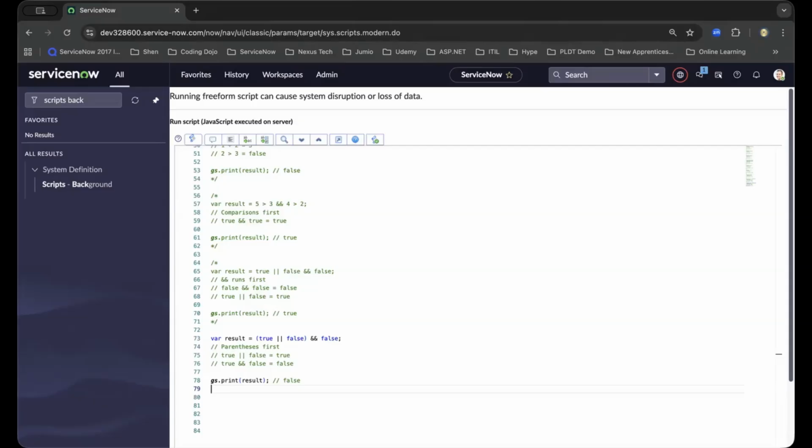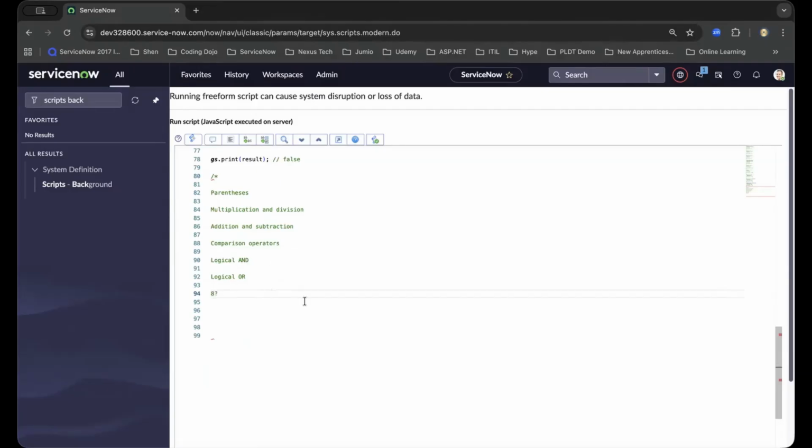So what you should learn from these examples. JavaScript follows this order. Parentheses first, then you have multiplication and division second, then addition and subtraction. So you have the parentheses, and then you have the MDAS. You number it as first, second, and third. Then the fourth part is the comparison operators. Then the logical AND and the OR. And this order never changes.